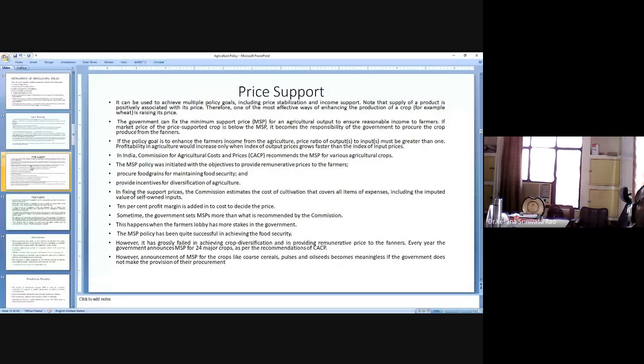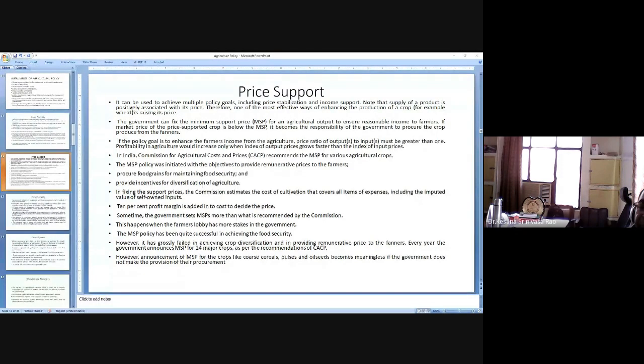Yes, then the price support, I have told you already. How the price support will be beneficial to each and every farmer through this. The minimum support price is one of the basic policies which the government has been implementing.